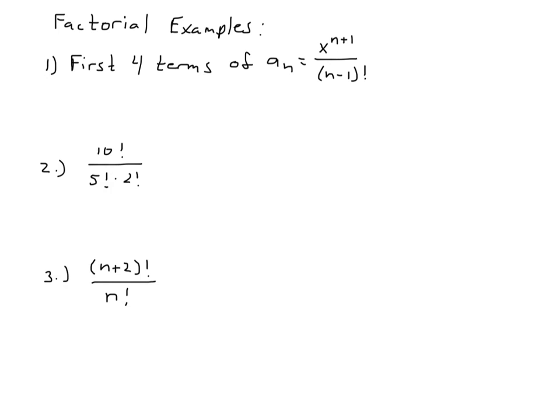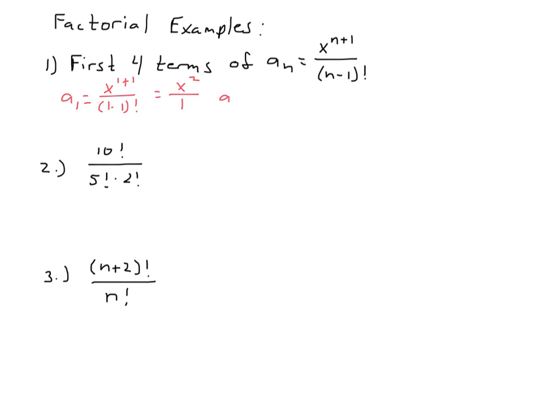Now, one of the things you're going to have is just like we saw before, finding the first 4 terms of a sequence. So in this case, it's a sequence that does involve a power of x, and you'll notice that the denominator is a factorial. So a sub n in this case is x to the n plus 1 over n minus 1 factorial. And so on this one, for the first term, again, we'll let n equal 1. So a sub 1 is going to be x to the 1 plus 1 over 1 minus 1 factorial, which comes out to be x squared over 0 factorial, which we know is 1.